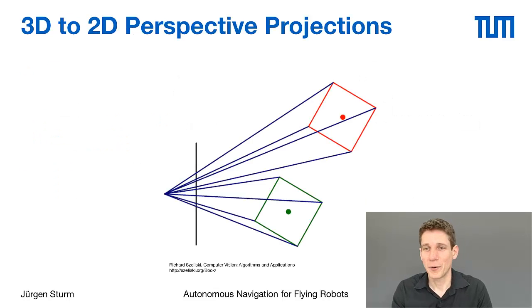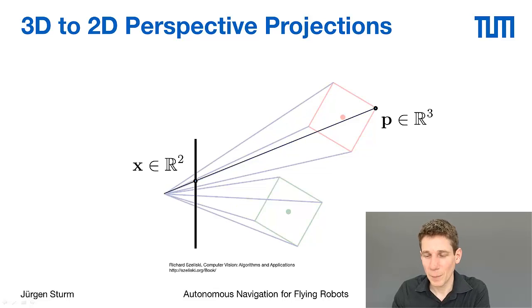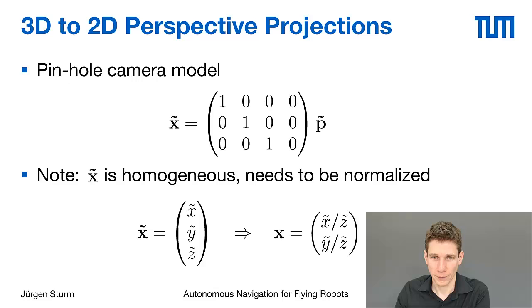Good. Now, the last part in this video is that we need to be able to do 3D to 2D perspective projections as they happen in cameras. So, for example, here we have two objects located in the real world, in 3D, and we have a camera observing these objects, and then these objects are projected onto the image plane of the camera. So we need to find a way to compute the 2D coordinates on the image plane from the 3D point in the world.